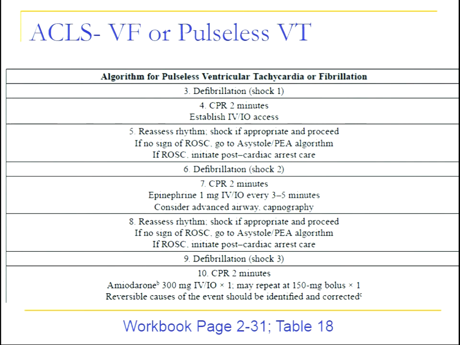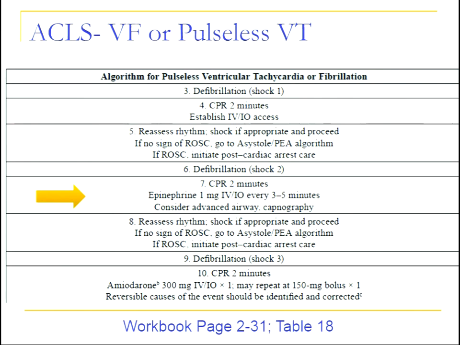Please note that high-quality CPR and defibrillation are the treatments of choice here. You're going to shock first, give 2 minutes of CPR, shock a second time if they're still in that rhythm, then you give your epi. So after shock 2, you give your epi. Then you're going to do 2 minutes of CPR as well.